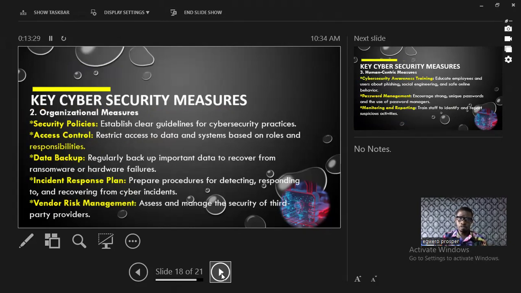Then we'll also talk about the organizational measure. I hope you are confirming that. Once you get to where you feel that I stop, let me know. We talk about organizational measure. Here I told us that there are certain policies that every company ought to put in place, right? To check who accesses a place or not. It is a way of securing the organization.